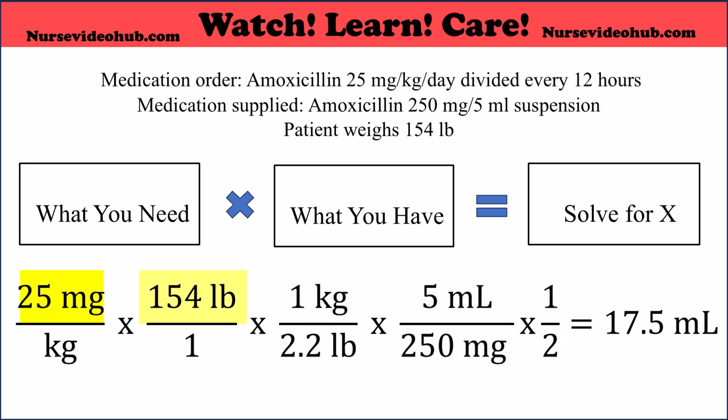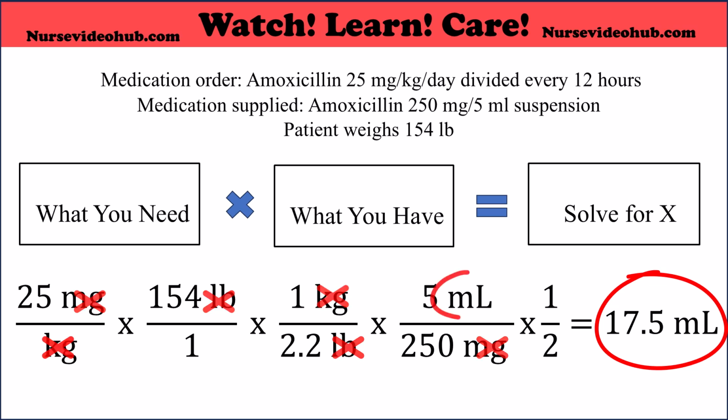25 times 154 times 5 divided by the product of 2.2 times 250 times 2 equals 17.5. The milligrams, kilograms, and pounds canceled out, leaving you with milliliters. You would administer 17.5 milliliters to deliver the 875 milligram dosage.